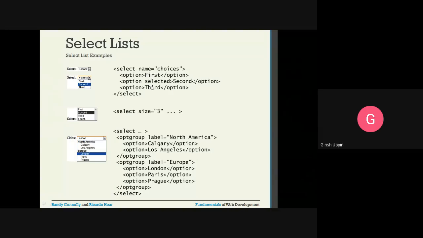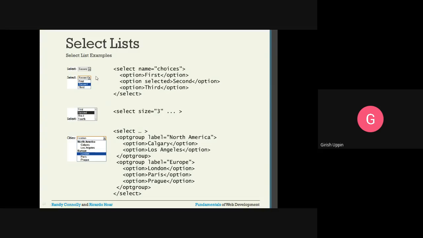We have first and second, and for the second option we have an attribute called selected. When you have this attribute as selected, when the form is loaded, it will by default select this. Means if the user doesn't change it, the input will be sent as second. And we have one more option, third. This is how we use the select. Now in this case, you have three elements, and the rest of the two will go hidden.